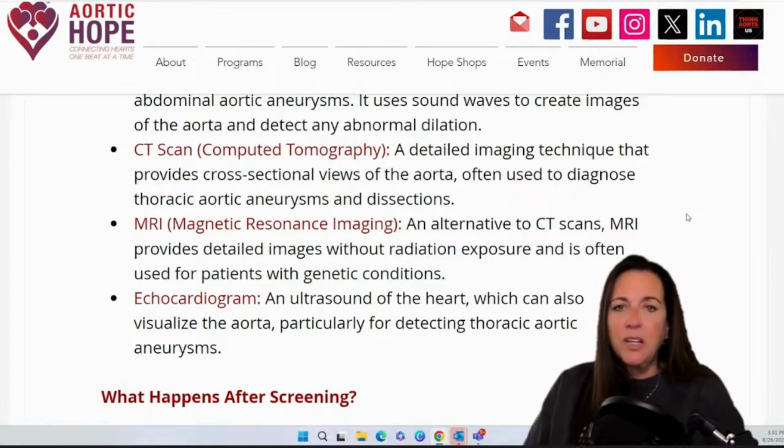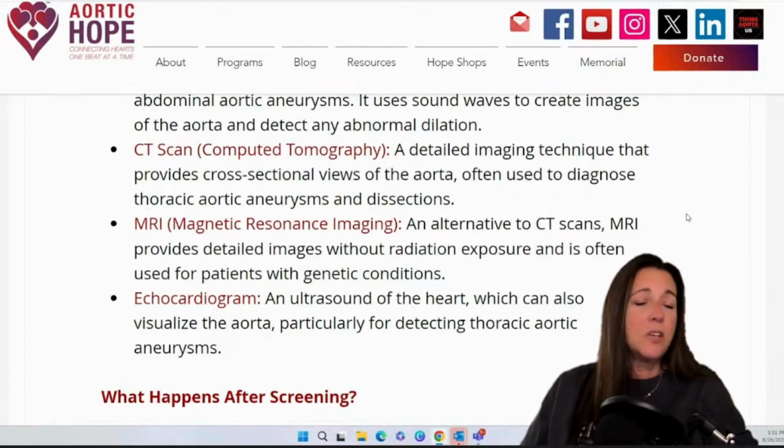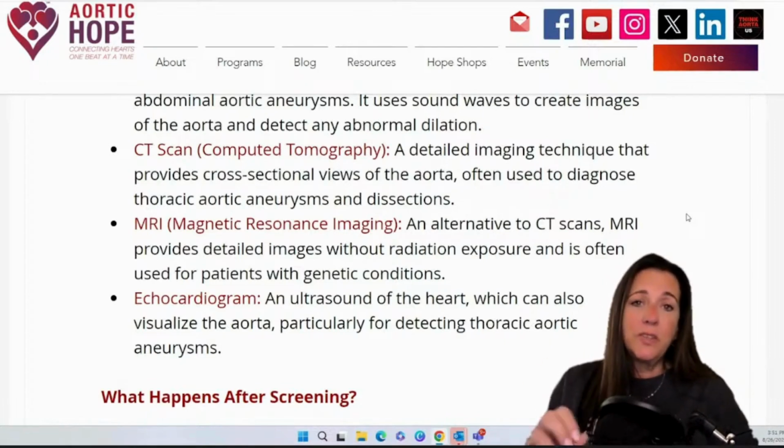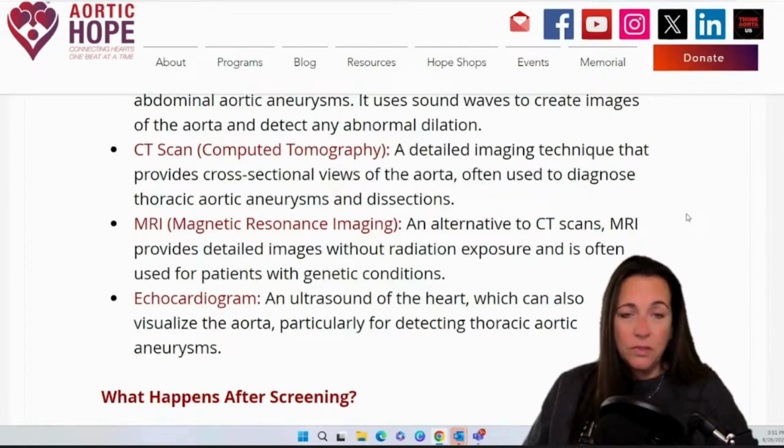It is a different type of ultrasound than what happens in the belly. And this can also help visualize the aorta, particularly detecting thoracic aortic aneurysm, but it also can detect if there's an issue with your valve. Okay, that's going on there.